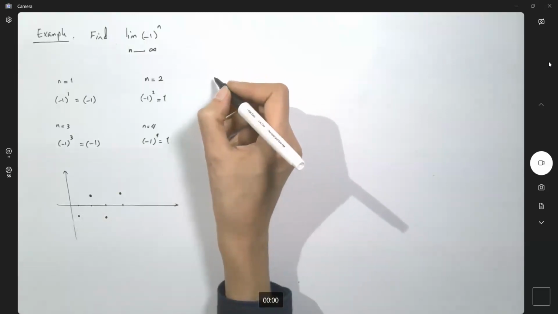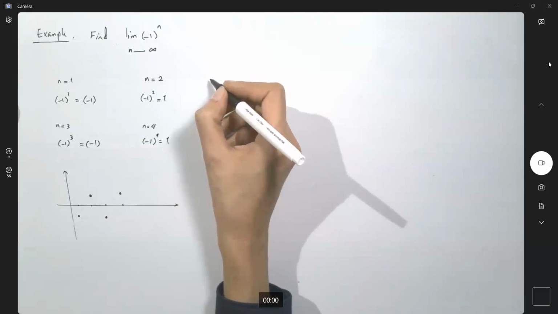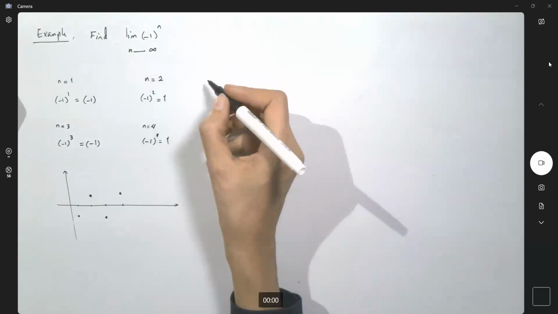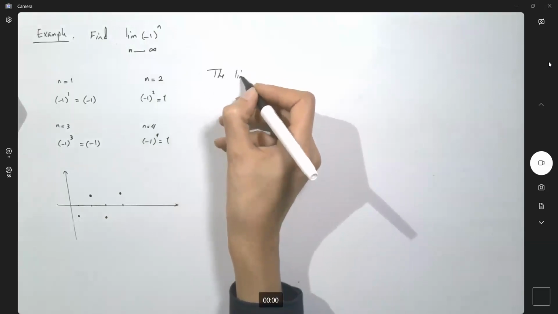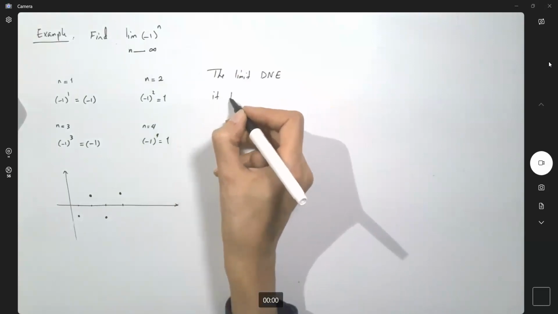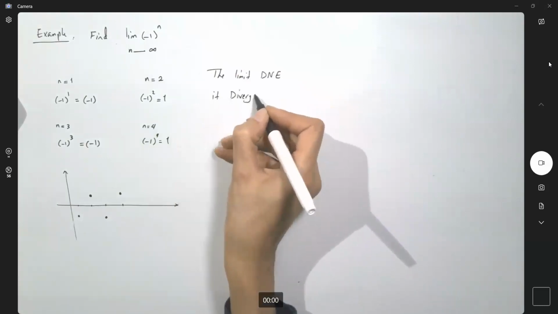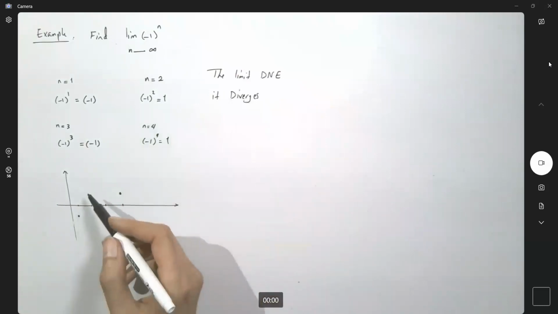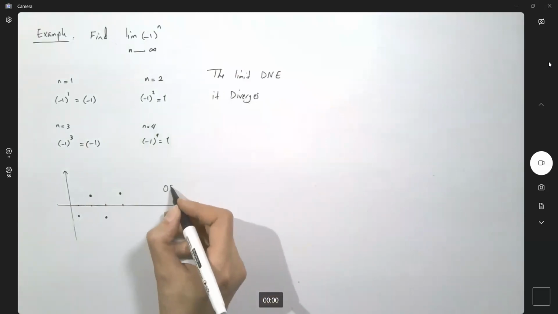So in this case, we say that the limit doesn't exist. It diverges. Is it 1? Is it -1? We cannot decide. The graph is oscillating.